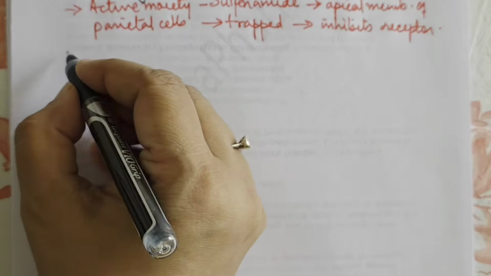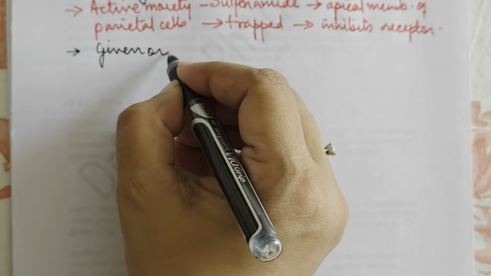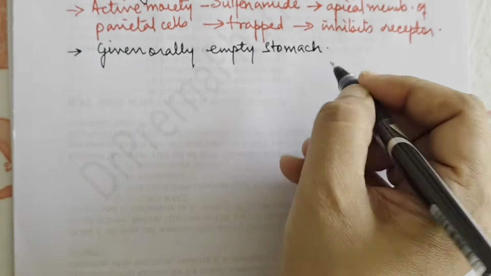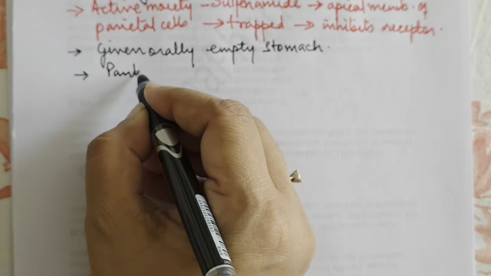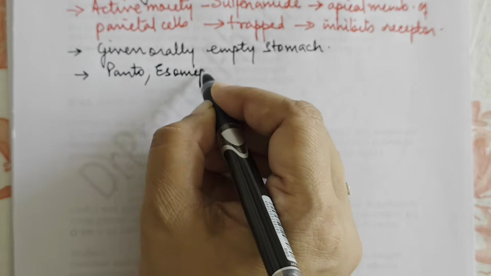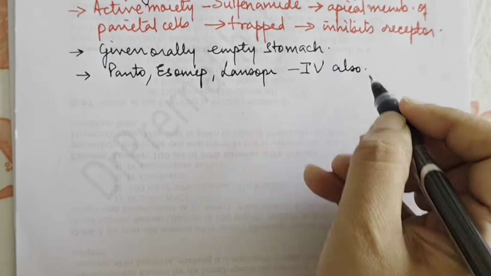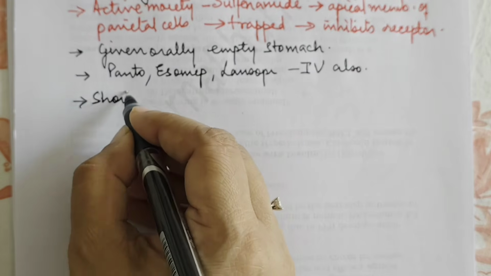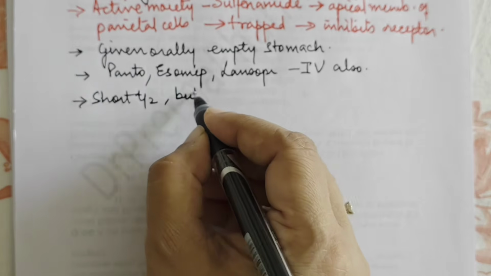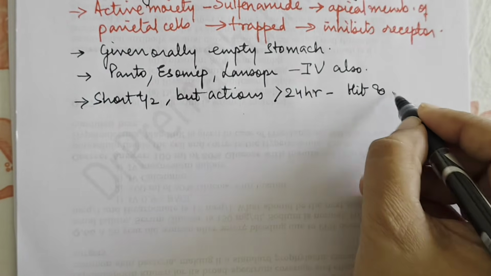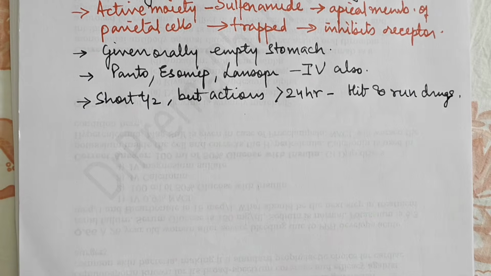Fine. Now let's move on to the drugs. First of all, they are given orally, on an empty stomach, so that their absorption is complete. Then pantoprazole, esomeprazole, lansoprazole, these can be given IV also. Then they have a short half-life, but action lasts for more than 24 hours, so they are called hit and run drugs.